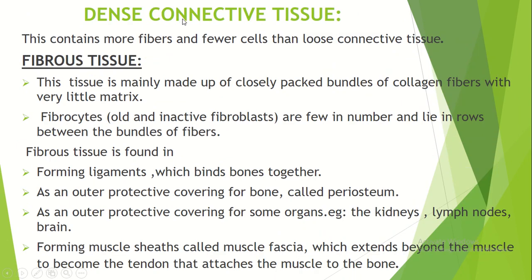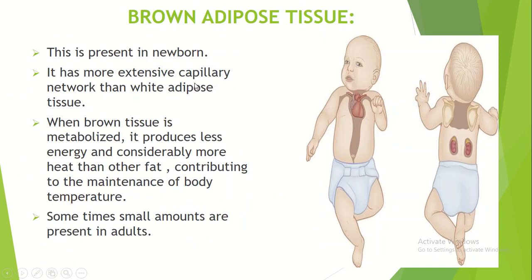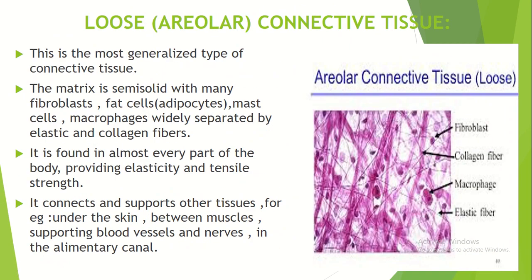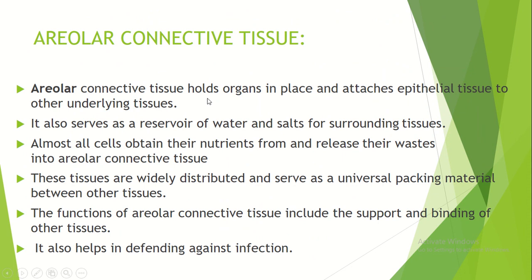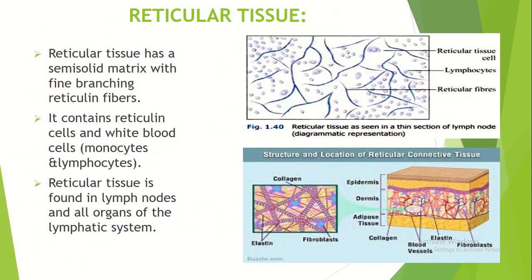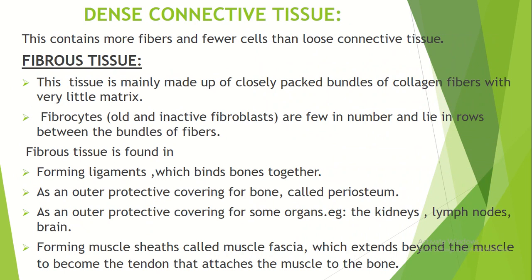So the next one is the dense connective tissue. The two types are the fibrous tissue and the elastic tissue. These are the two types of dense connective tissue. This contains more fibers and fewer cells than loose connective tissue. What is loose connective tissue? It contains more cells than matrix. But here, the dense connective tissue contains more fibers and fewer cells. So this is the difference between dense and loose connective tissue.